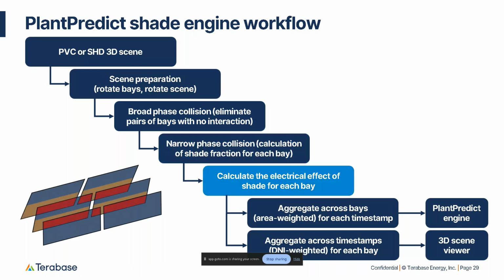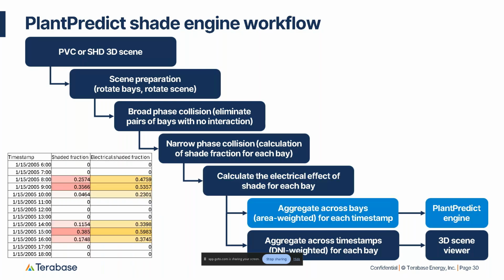Our next step is to convert this shade effect to add the electrical effect of this shade for each bay. So the shade shape and the electrical effect of shade are determined per bay. And then what we do is we aggregate that across bays, area weighted for each time step, and we send that to our PlantPredict engine.